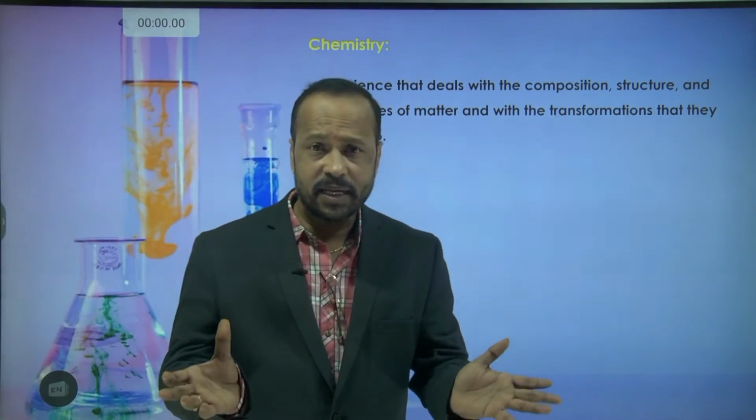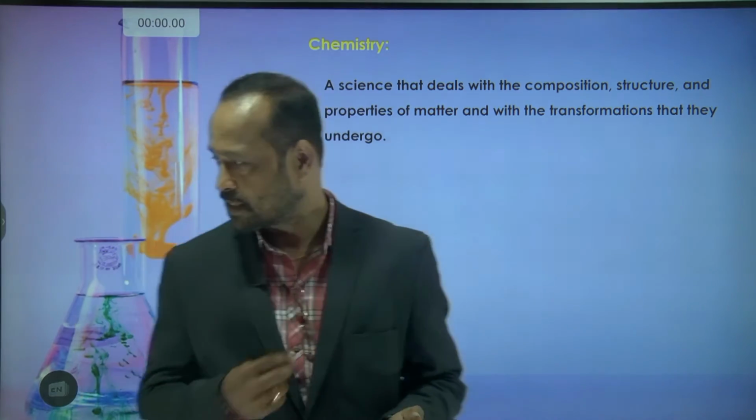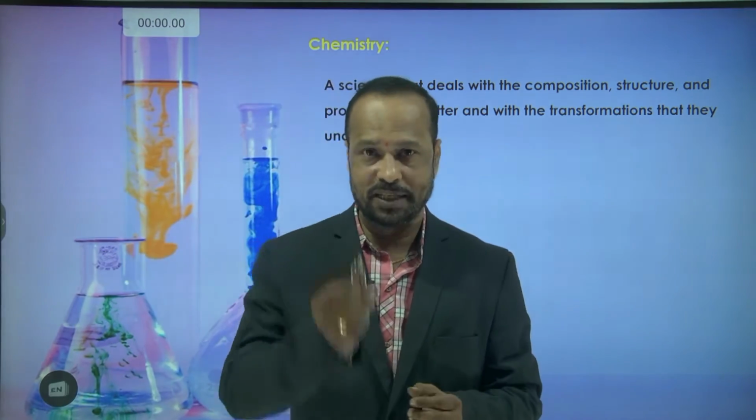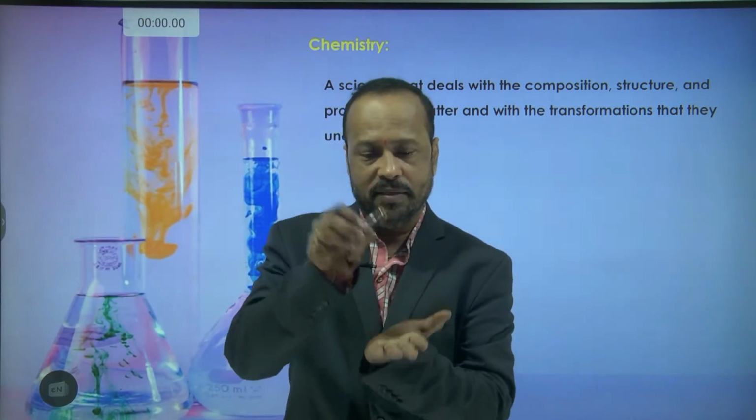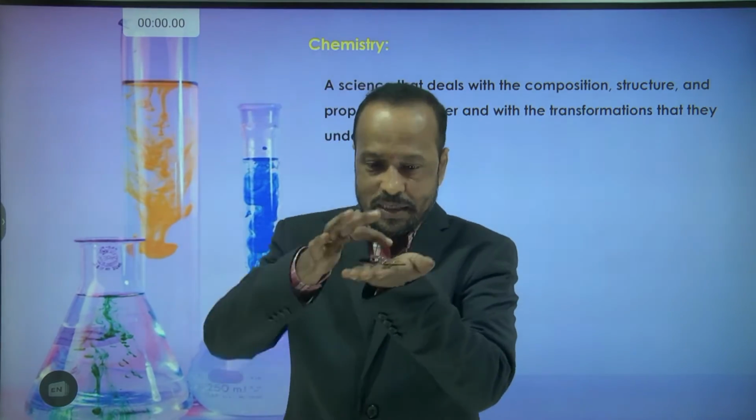Matter is anything that has mass and occupies space. For example, you see here, this is my specs. Now, does it come under matter? Yes, it comes under matter because it has mass and it's occupying some space.